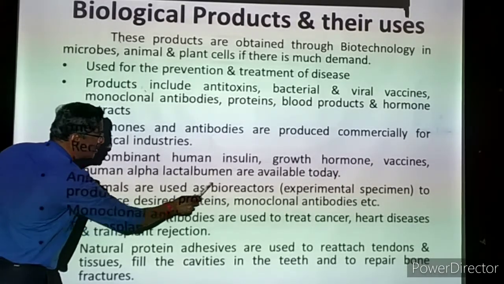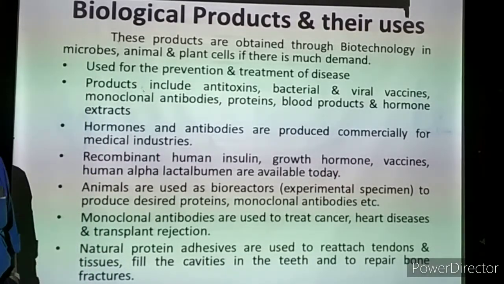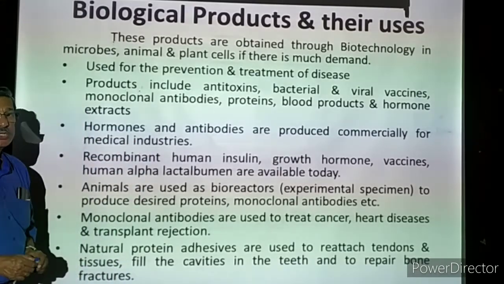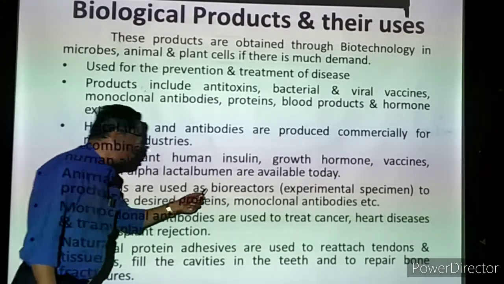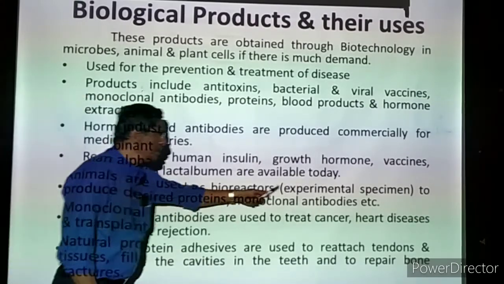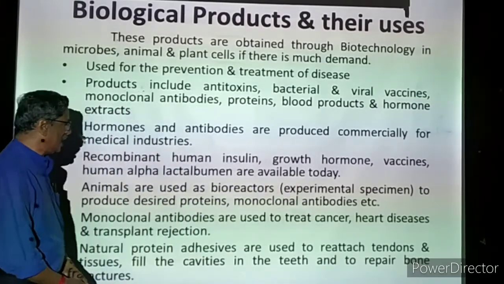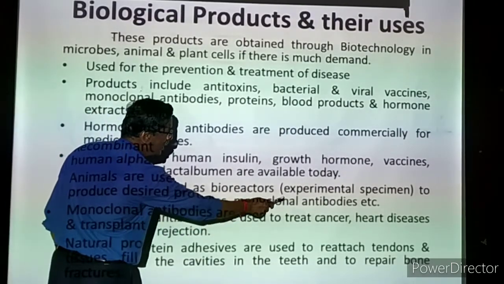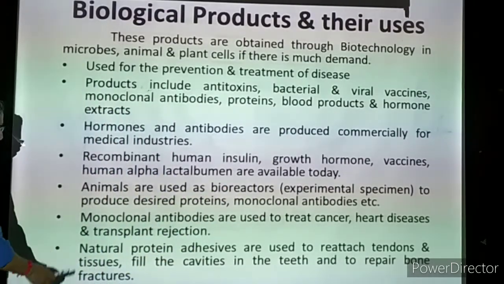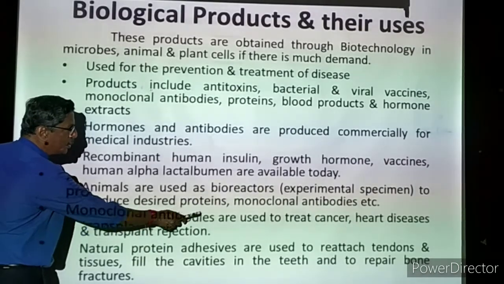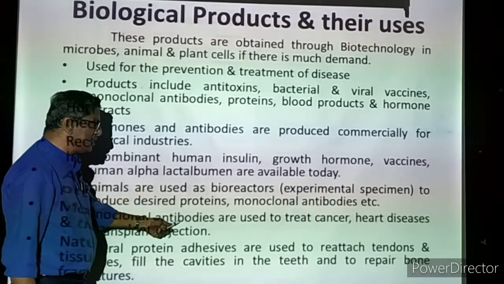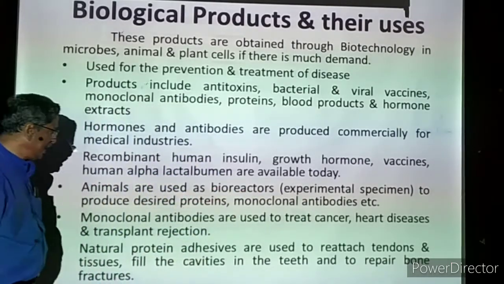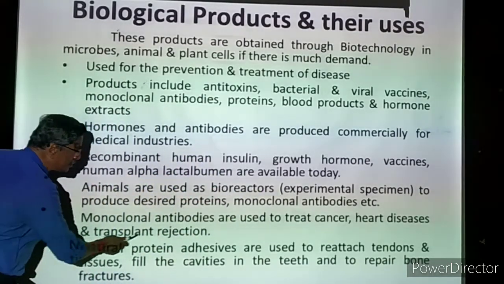Animals are used as bioreactors. Now animals are used to produce these products. Such experimental animals are commonly called bioreactors. Experimental animals are used to produce desired proteins, monoclonal antibodies, etc. Now monoclonal antibodies are used to treat, why these antibodies are there? To treat cancer, heart diseases, any heart problem, and transplant rejection.